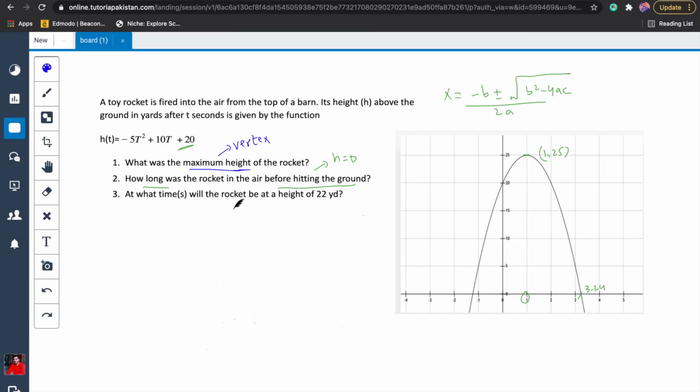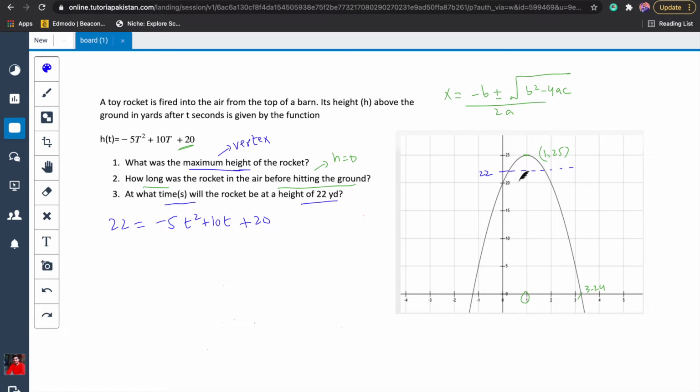Let's have a look at the last part. At what time will the rocket be at a height of 22 yards? Simply replace h with 22 and you will have your equation. 22 equals minus 5t squared plus 10t plus 20 is the equation you need to solve. And if you have the graph, it becomes very easy to understand this. Let's say we are looking at this point, 22, the height which the rocket reaches. And now at what time does it reach this height? Draw a straight line and see where it cuts this graph.